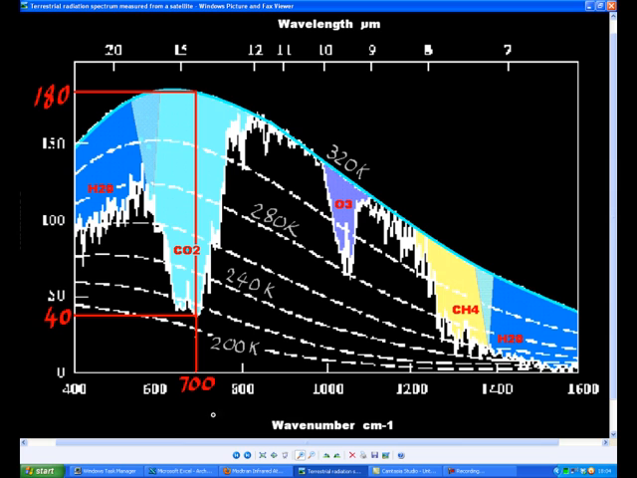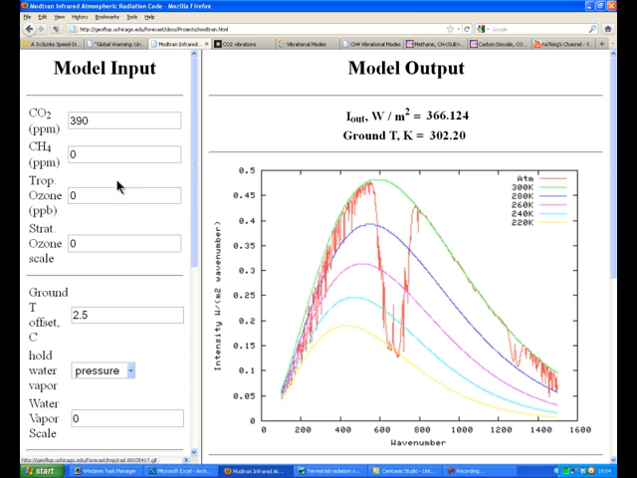Okay, let's go back to the model again. Here's the model. Let's try putting in a few other trace gases into the atmosphere and see what happens. So we have methane. Methane is also infrared active, which means that it will be heated by the infrared radiation leaving planet Earth. Now what I want you to look at is the graph around here when I put methane into the atmosphere.